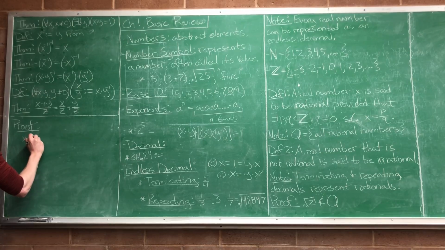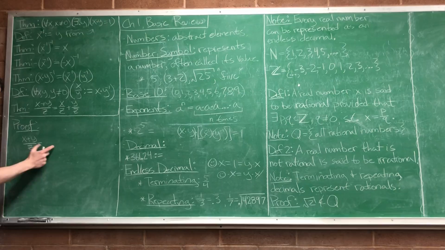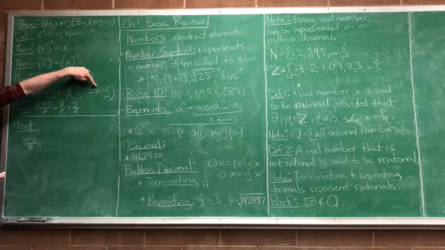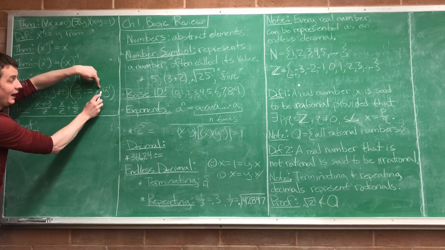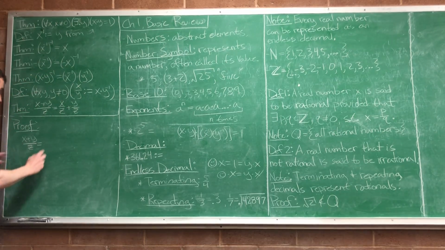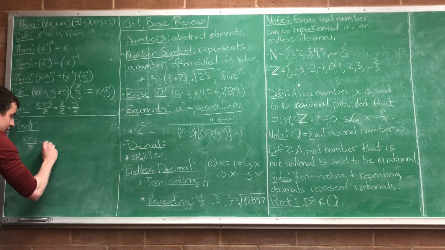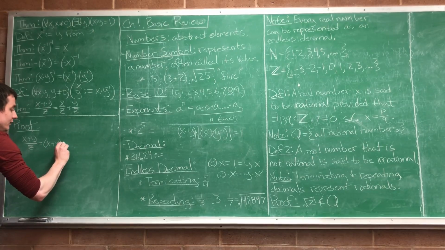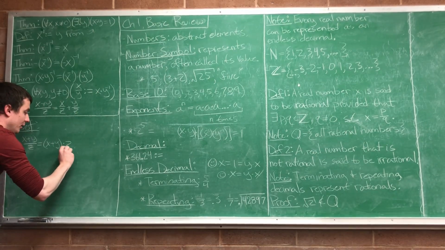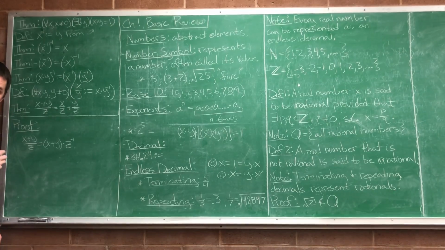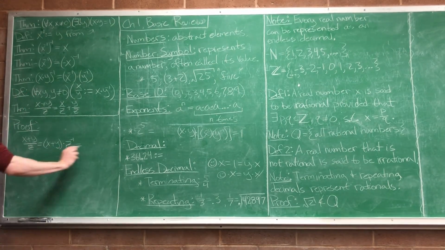So x plus y divided by z, using our definition, what is this equal to? X plus y times z inverse. The numerator times the multiplicative inverse of the denominator. So we just write the numerator, that's x plus y, times the multiplicative inverse of the denominator. Right? Now what do I know I can do with this?